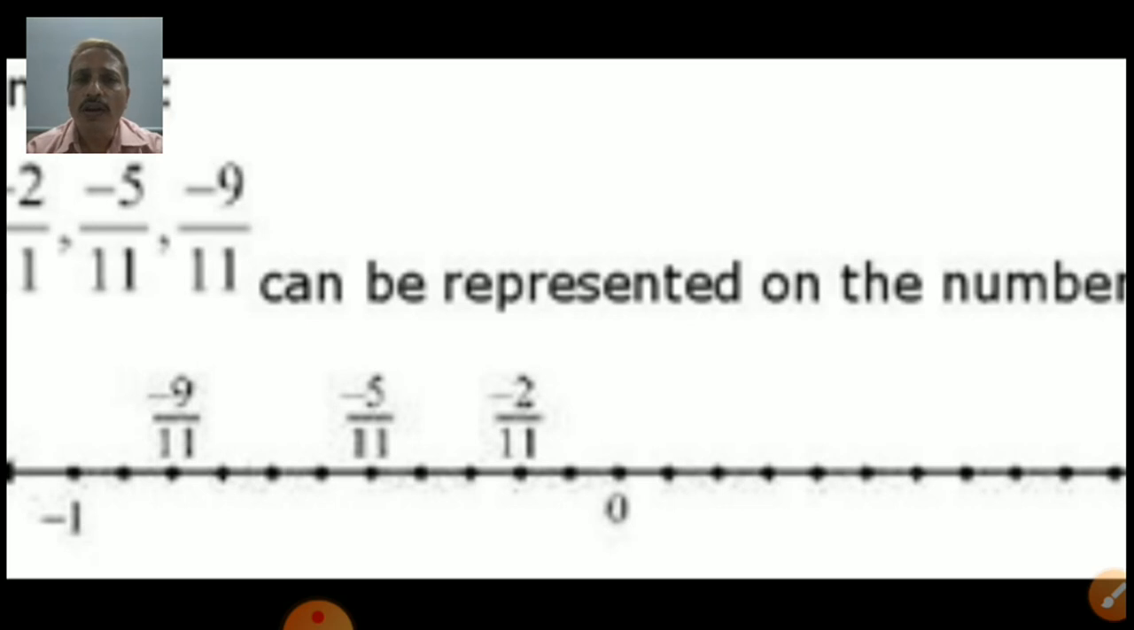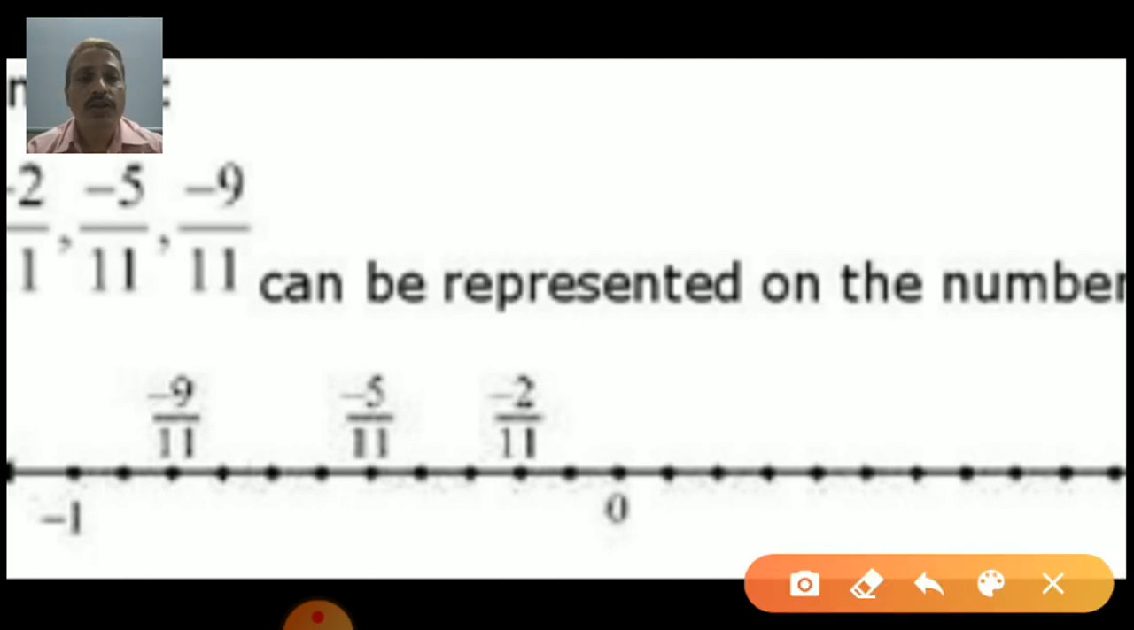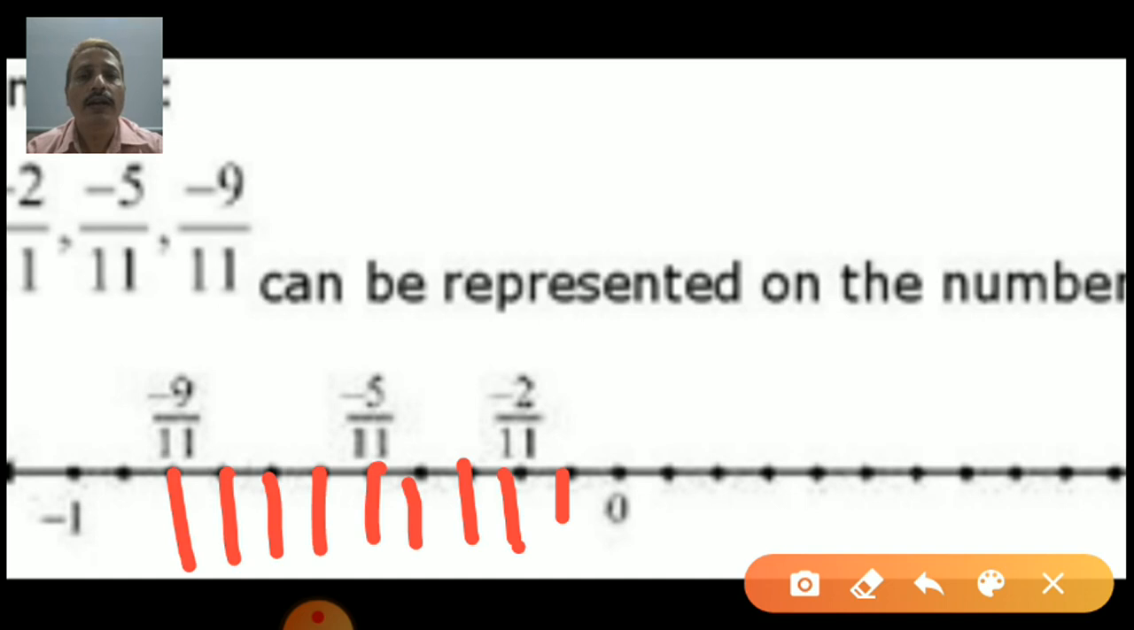Yes, because all the numbers are proper fractions. And you are lucky, all the denominators are equal, 11. So put 11 cuts between 0 and 1: 1, 2, 3, 4, 5, 6, 7, 8, 9, 10 and 11 cuts are here.